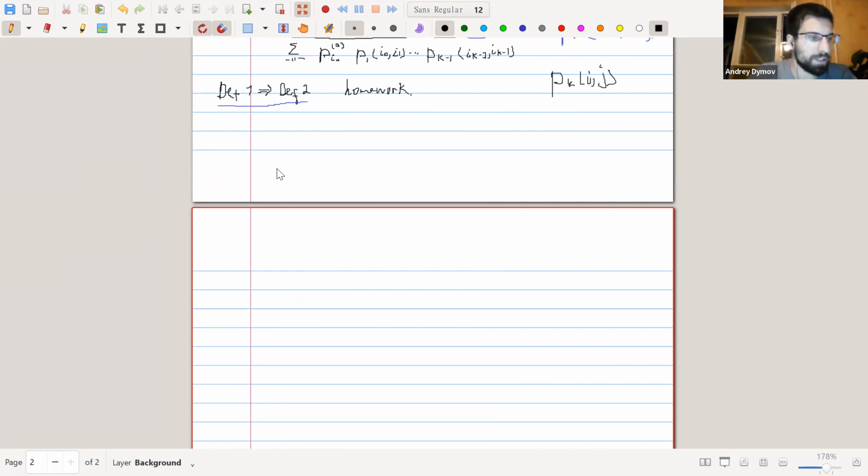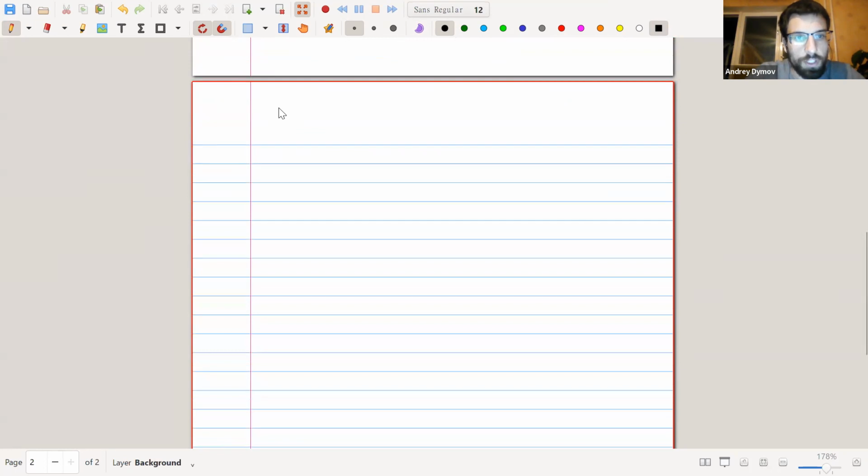Okay, let us consider some example. Let me recall the picture I drew last time. This is a Markov chain for which we computed some examples. It has four states. It is homogeneous. I recall that this means that the transition probabilities do not depend on time.